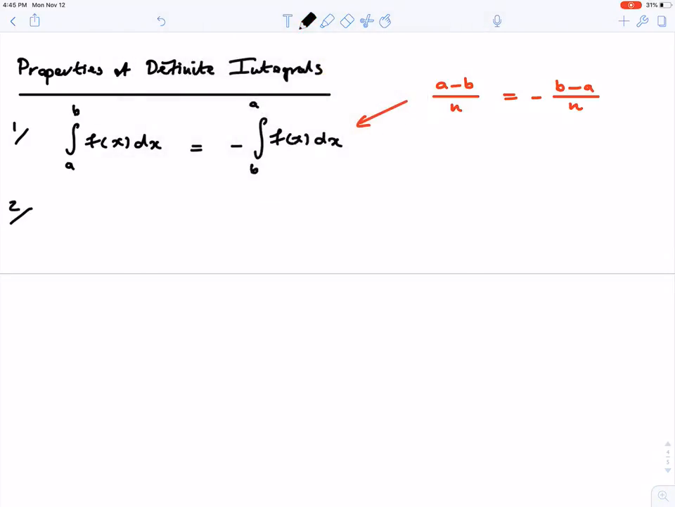Next, well, the definite integral from a to a of f of x dx, that's automatically equal to 0. You can see that from several perspectives. One, the net area has got to be 0 because there's nothing there, right? But also because a minus a divided by n is equal to 0. So delta x is equal to 0.